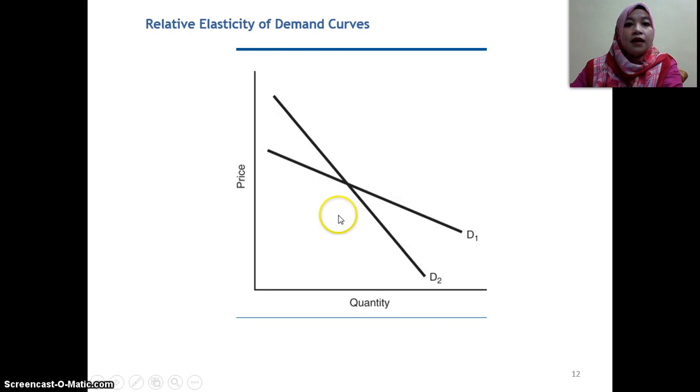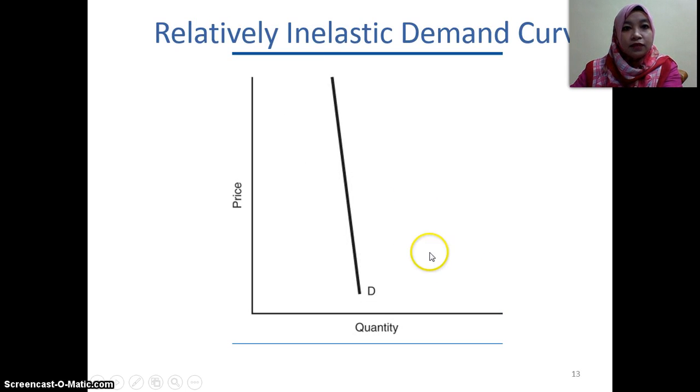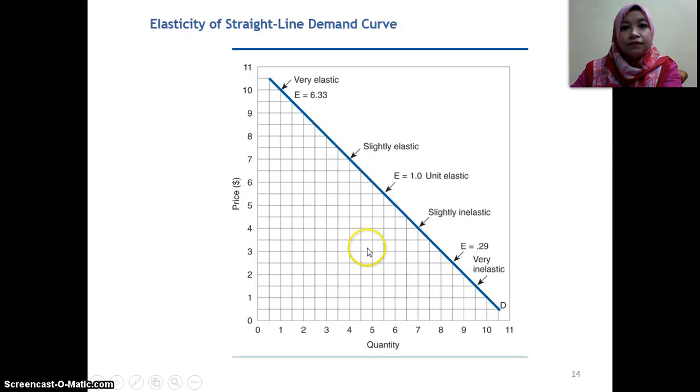Okay, when you have two different curves for demand, old QD as D1, new QD as D2, you can see that there is a relatively elastic demand curve between D1 and D2. And how about this one? Relatively inelastic demand curve. This is how inelastic will be, which is close to the vertical.